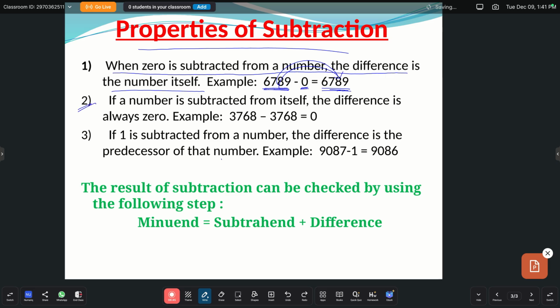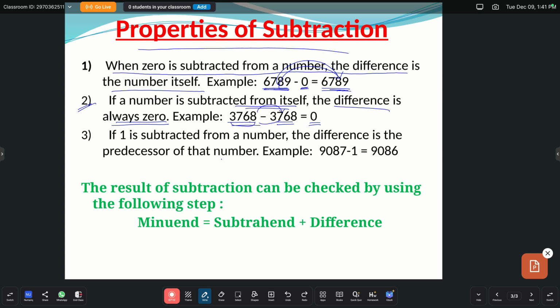Now we will move to our second property. If a number is subtracted from itself, the difference is always 0. Whenever you subtract a number from itself, for example, here the number is 3768 and I am subtracting the same number from it. What is the answer? The answer is 0.